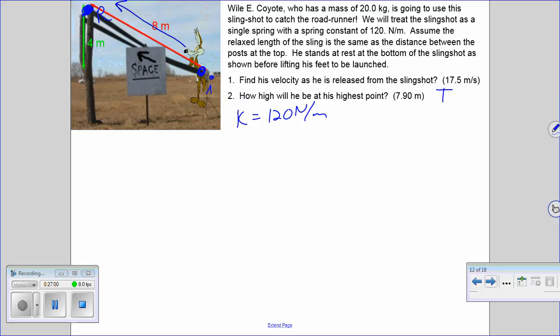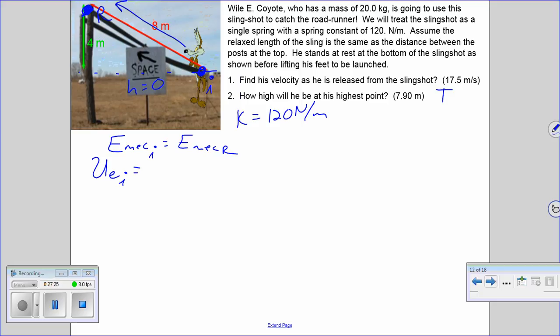Okay, so to solve number 1, it says find his velocity as he's released from the slingshot. So the idea is I know that the mechanical energy initially has got to equal his mechanical energy as he's released. Okay? So, mechanical energy initially. Well, at this point, let's call that a height of 0, right? So that means that he doesn't have any height at this point. So all of his mechanical energy initially is elastic potential energy, right?